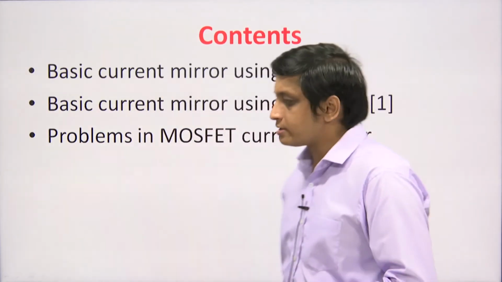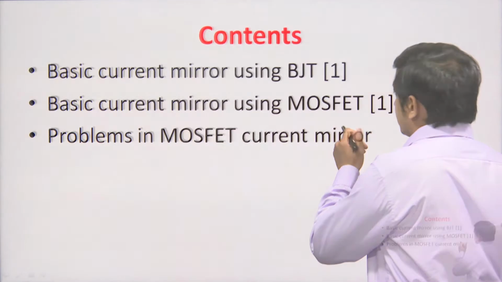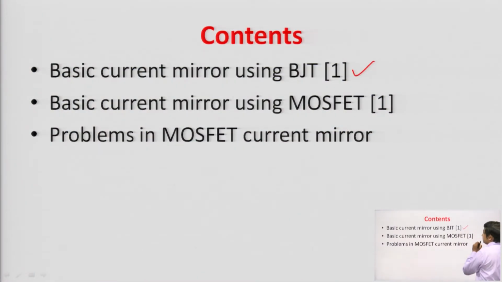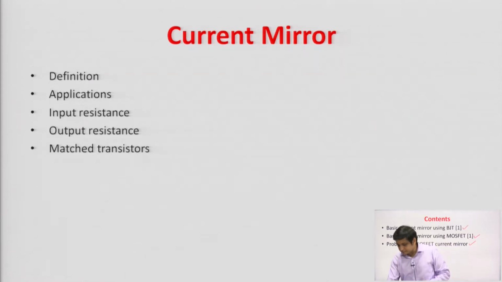Hello everyone, this is lecture 20 of the subject analog circuits. In this class I am going to discuss current mirrors. This is the topic of unit 4 of the subject analog circuits. So, in this class I am going to discuss the basic current mirror using BJT, then the basic current mirror using MOSFET and the problems associated with the MOSFET current mirror.